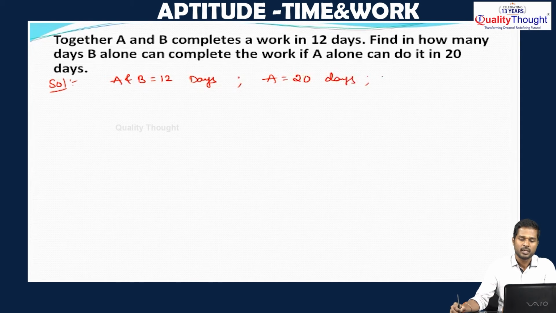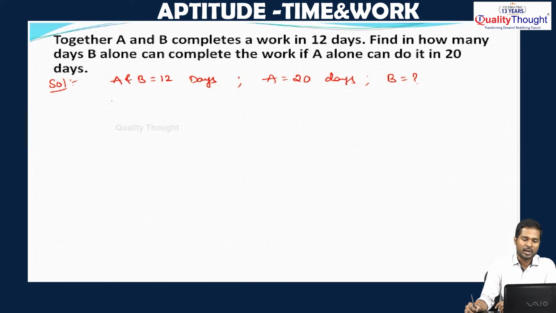Now the question is, in how many days can B alone complete the work? In the previous question, he gave the individual days taken by A and B separately, and asked us to find out in how many days they will complete the work if they work together. But in this case, he has given the together days, and he has given the individual days of A and asked us to find out the individual days of B. Let us see the normal method, how we can solve this.